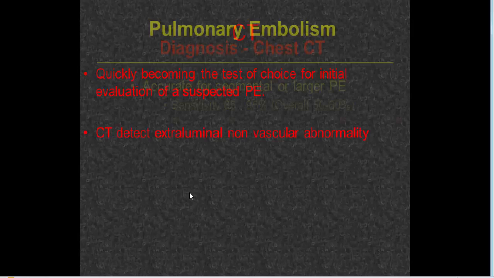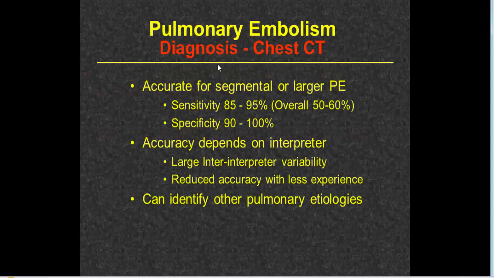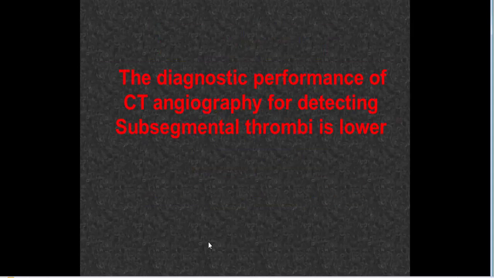The advantages of CT in diagnosing pulmonary embolism in chest CT: it is accurate for segmental or larger pulmonary embolism, with sensitivity 85 to 95% and specificity 90 to 100%. Accuracy depends on the interpreter; large interpreter variability reduces accuracy with less experience. It can identify other pulmonary etiologies. The diagnostic performance of CT angiography for detecting subsegmental thrombi is lower.